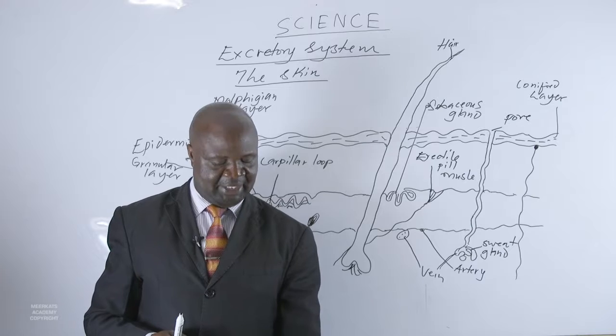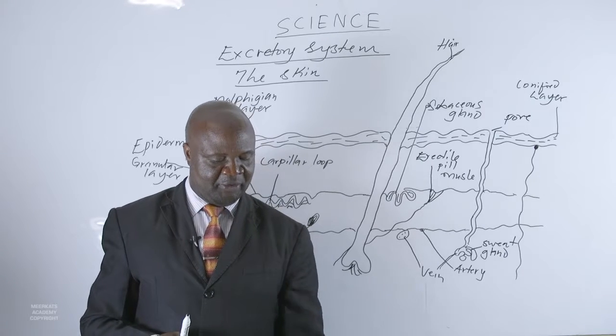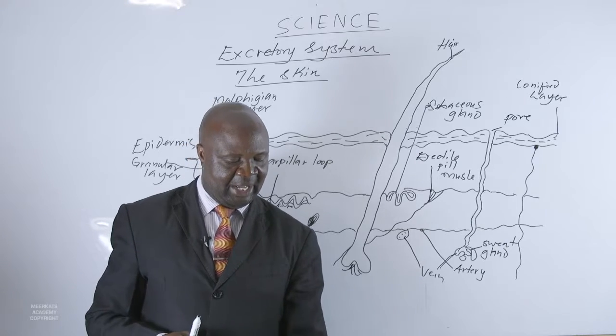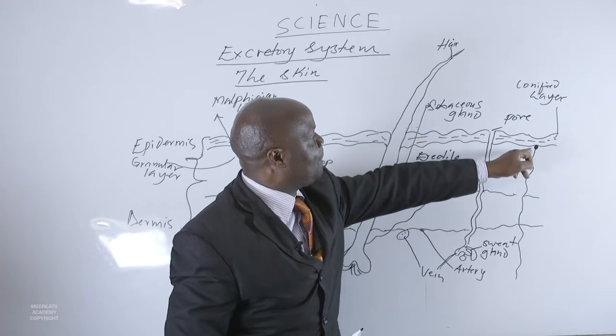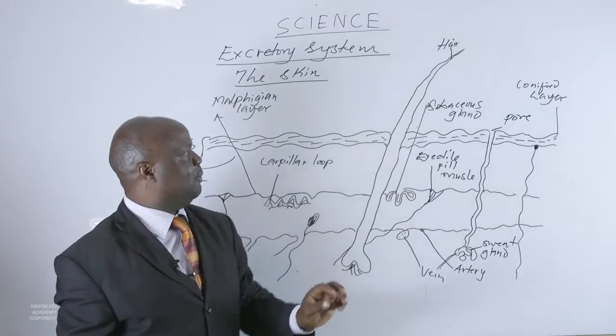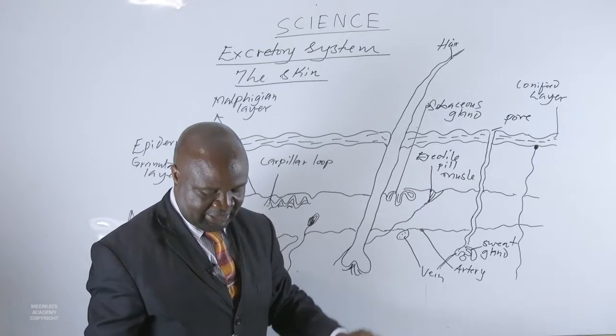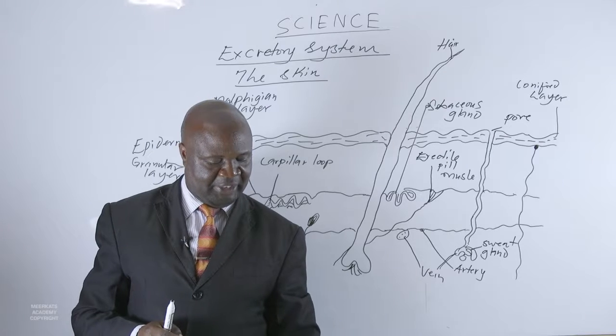We are saying the epidermis is made up of three layers, namely the conical layer, the granular layer, and the malpighian layer. The first part is the conical layer, then the granular layer, and the malpighian layer being the last one. There are three layers.